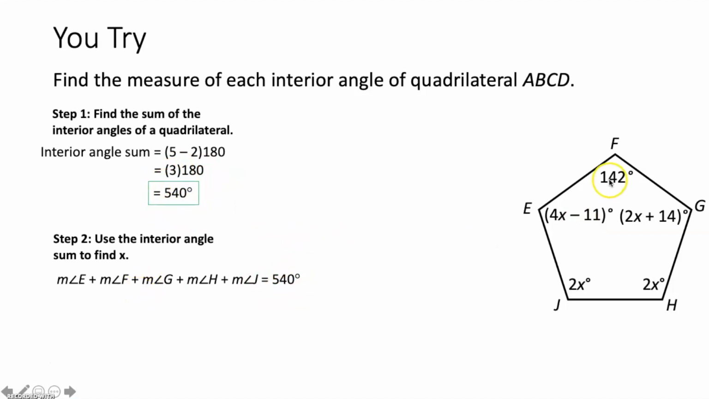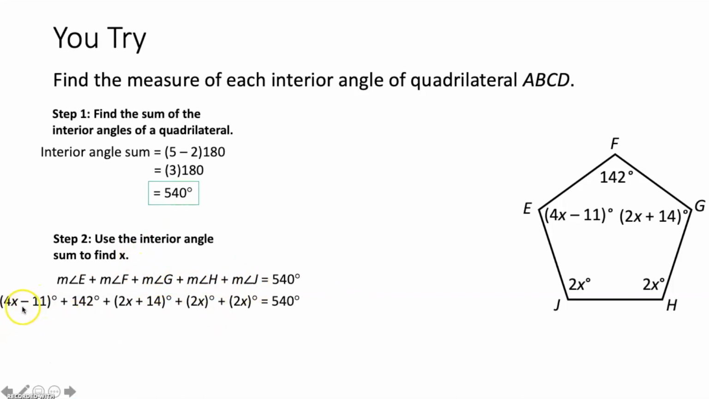To solve this, I plug in what I know. I know the measure of angle E is 4x minus 11. That goes in here. Measure of angle F is 142 degrees. That goes in here. Measure of angle G is 2x plus 14 degrees. That goes in here. Measure of angle H is 2x degrees, and so is the measure of angle J. So those go in there. I can now simplify this and solve for x.